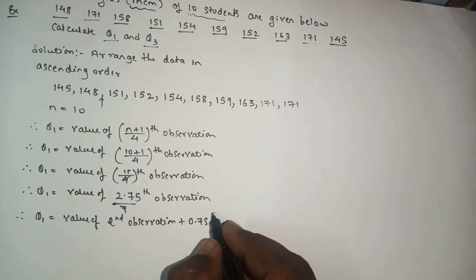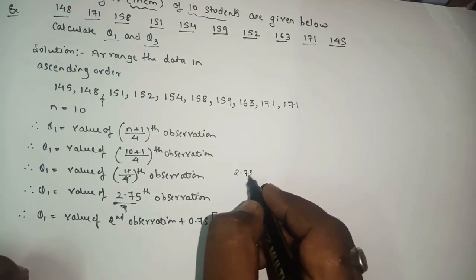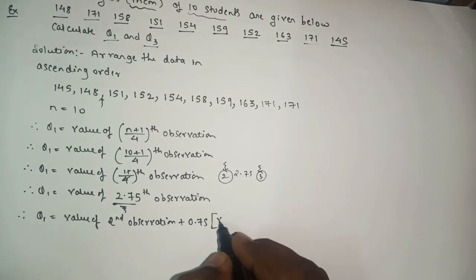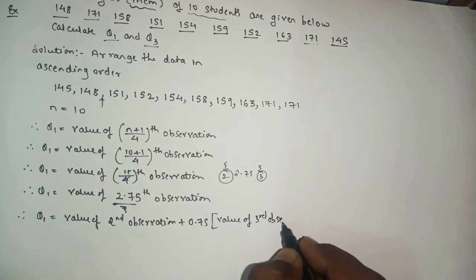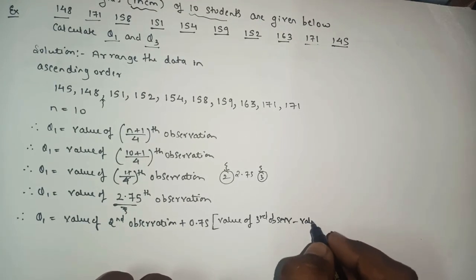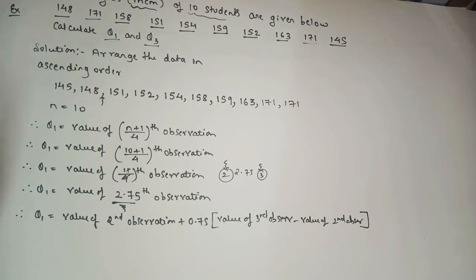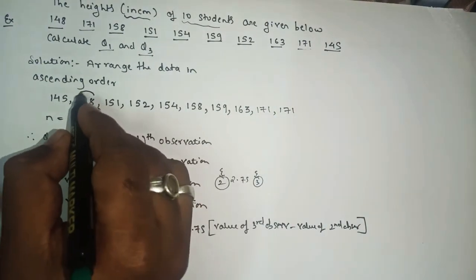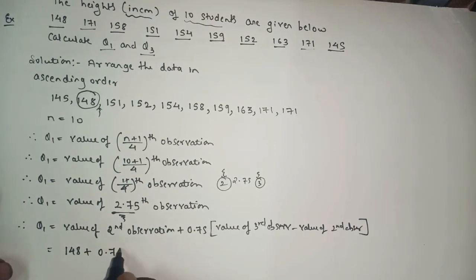So 0.75, as we know, lies between what? 2.75 lies between 2 and 3, yes or no? So you will write value of third observation minus value of second observation. Yes or no? So now we'll see value of second observation. So here the second observation is what? 148 plus, we'll write 0.75 as it is.